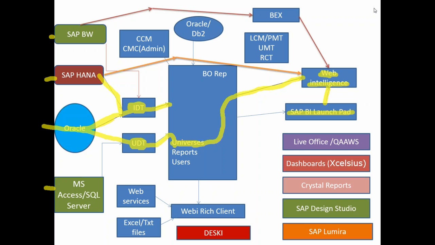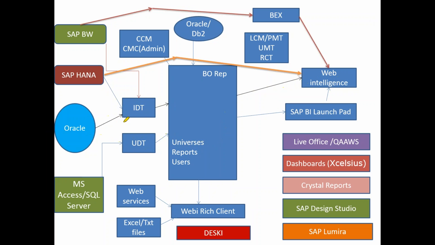Say I have Oracle data. All the data is available in the Oracle database, and I want to develop a report. Then you have to create a universe, either using the UDT or the IDT. Once you implement the universe, you can develop reports by accessing the universe. Similarly, for SQL Server and Microsoft Access databases, we can do the same way: use IDT, develop a universe, and develop reports on top of that.